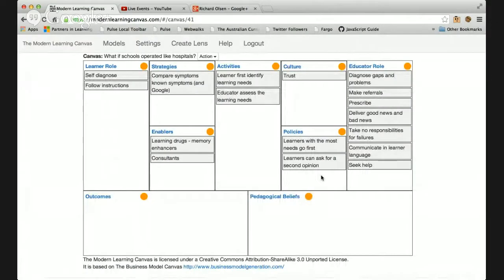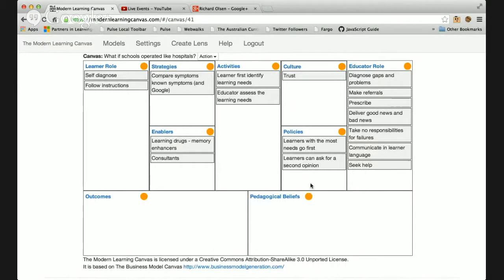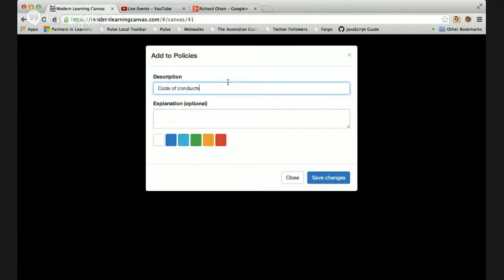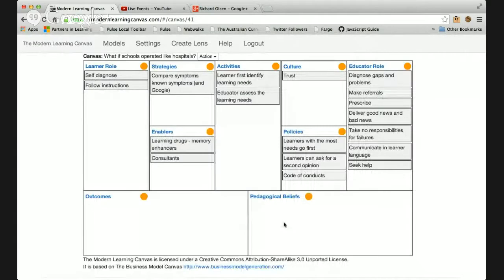Would doctors have to adhere to a code of conduct? Yeah, probably. So that might go in the policies then. Code of conduct. What about the outcomes and the pedagogical beliefs? Any ideas?